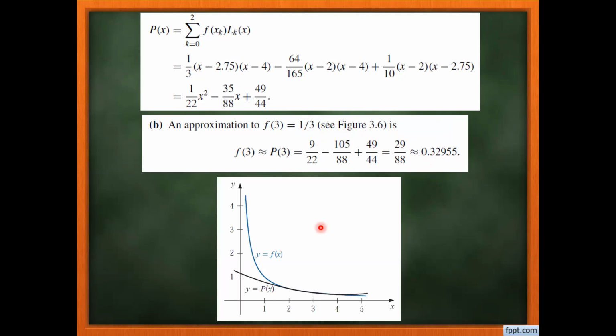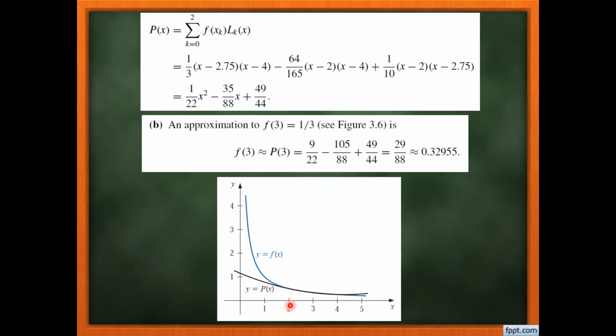So if we look at our data spread from 2 to 4, the blue graph represents the graph of 1 by x, and the black curve represents the graph of the Lagrange polynomial. Now, if we observe in our data range from 2 to 4, they are almost matching 100%, almost 100%.